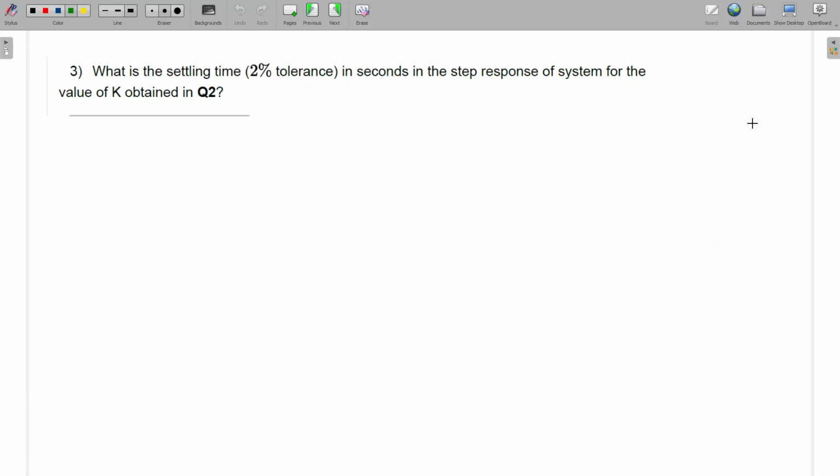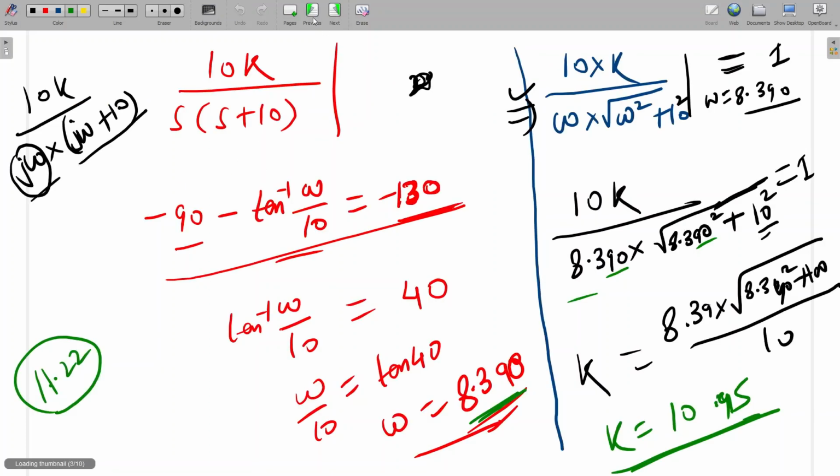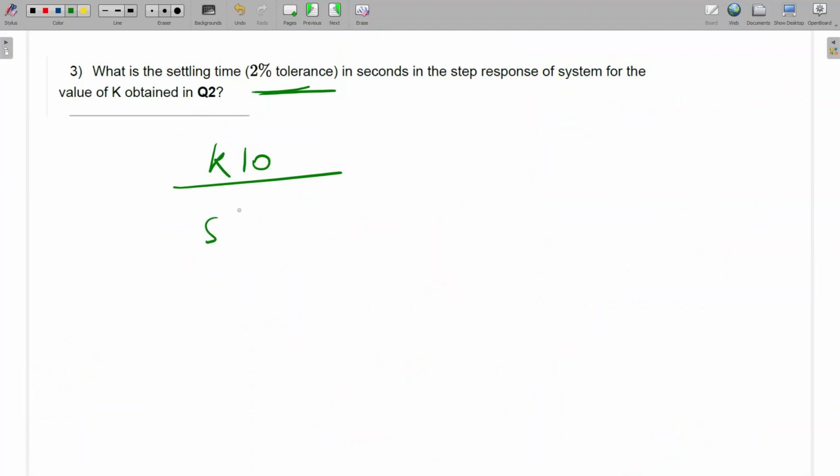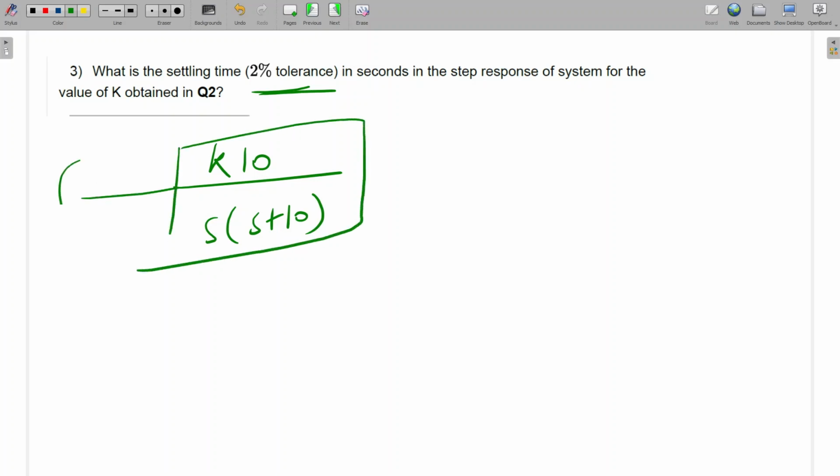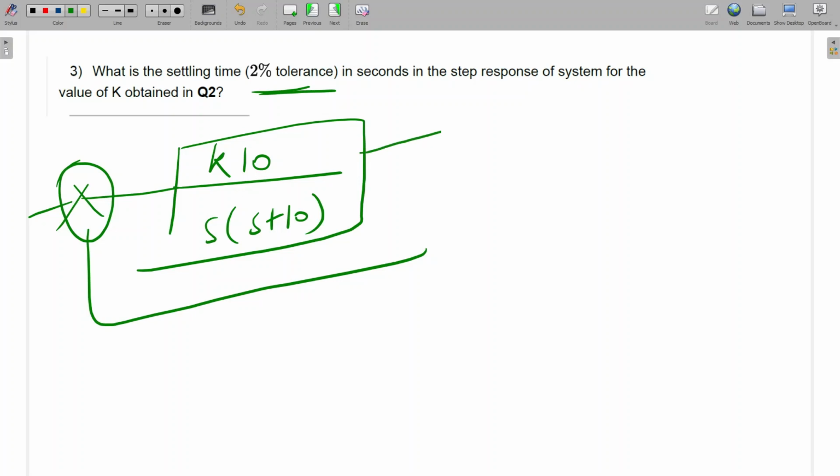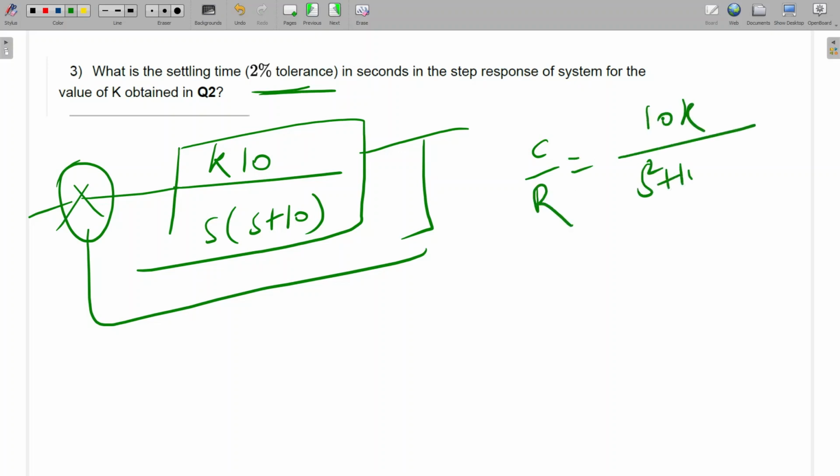So what should be the settling time for 2% tolerance? Already the K value we have calculated. So 10K divided by S into S plus 10 is our plant with compensator. And here unity feedback is there. So we have to calculate the settling time. What will be the transfer function? C by R will be equal to 10K divided by S square plus 10S plus 10K.